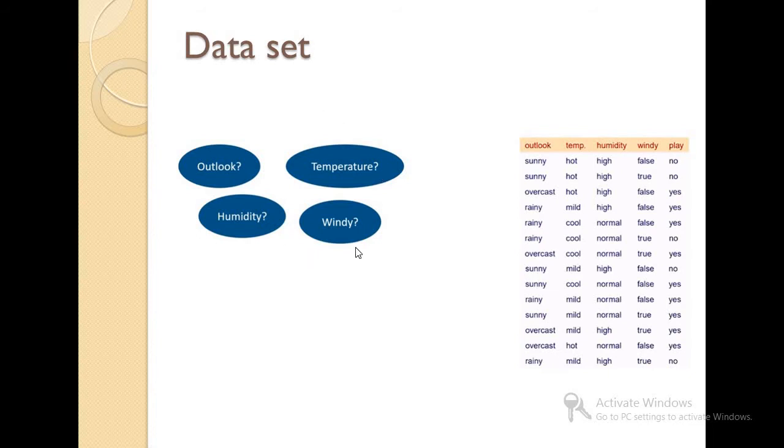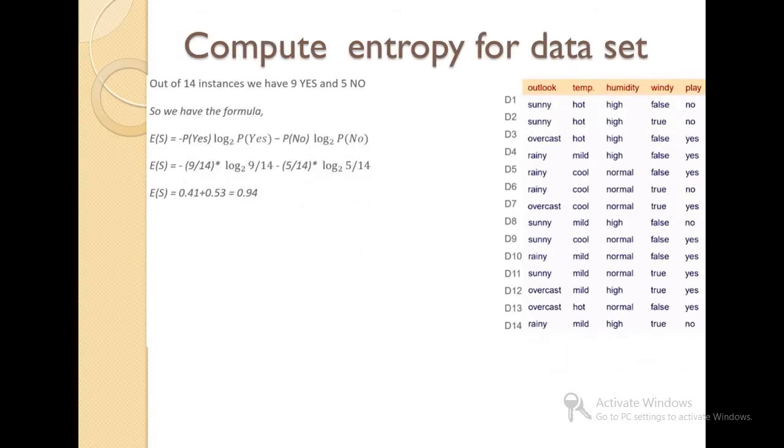How can we find the outlook, the first node? So compute the entropy for the data set. Suppose for outlook we have to calculate the entropy. Here the formula is mentioned, entropy as a function of the probability of a particular event, and this is the formula. Using the probability of yes as 9 by 14 and log base 2 of 9 by 14, and no as 5 by 14 and log base 2 of 5 by 14, by calculating this, we get the entropy of the data set as 0.94.